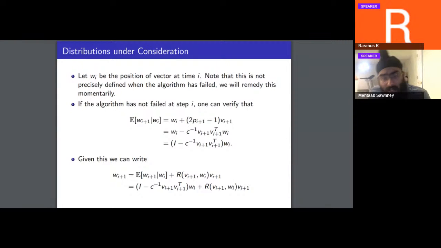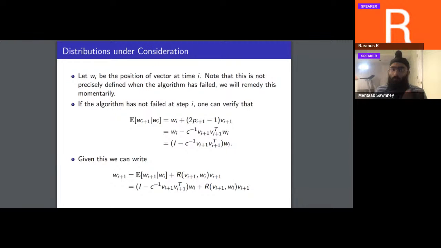So the key idea, in the case that you have not failed, is to note what happens to the expectation of your vector. The expectation of wi+1 given wi, this is just a straightforward computation, is (I minus C inverse vi+1 vi+1 transpose) times wi. And the key point here is that this matrix is strictly less than I in the positive semi-definite order. So at least in expectation, if you haven't failed, the random walk is contracting inwards with respect to the vector you're fed.